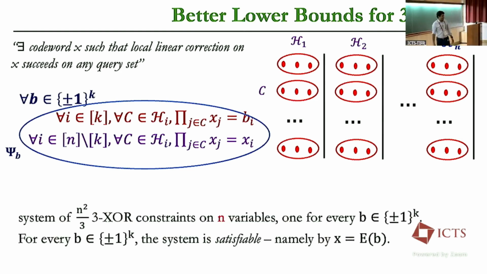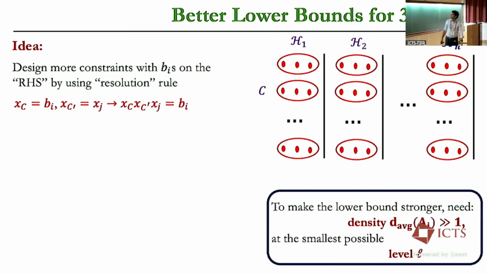So the same kind of fact that was true for LDCs holds true. For every B, the system is satisfiable, namely by the code word of it, and so our task is still the same: pick a random B and show it's unsatisfiable. Okay? Good. So now, we have these extra n minus k matchings which are giving us more constraints. Okay?